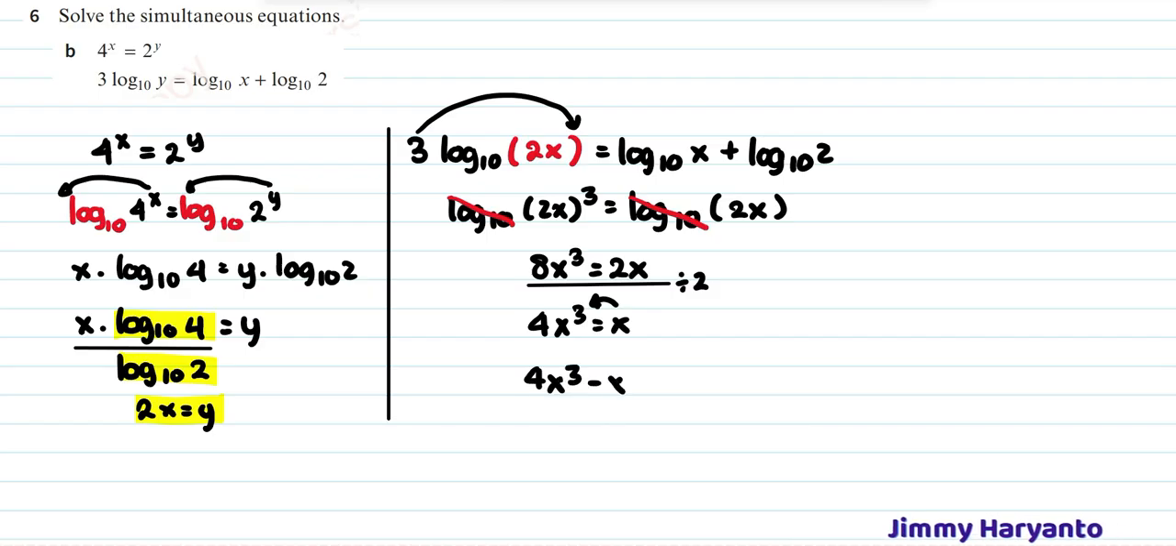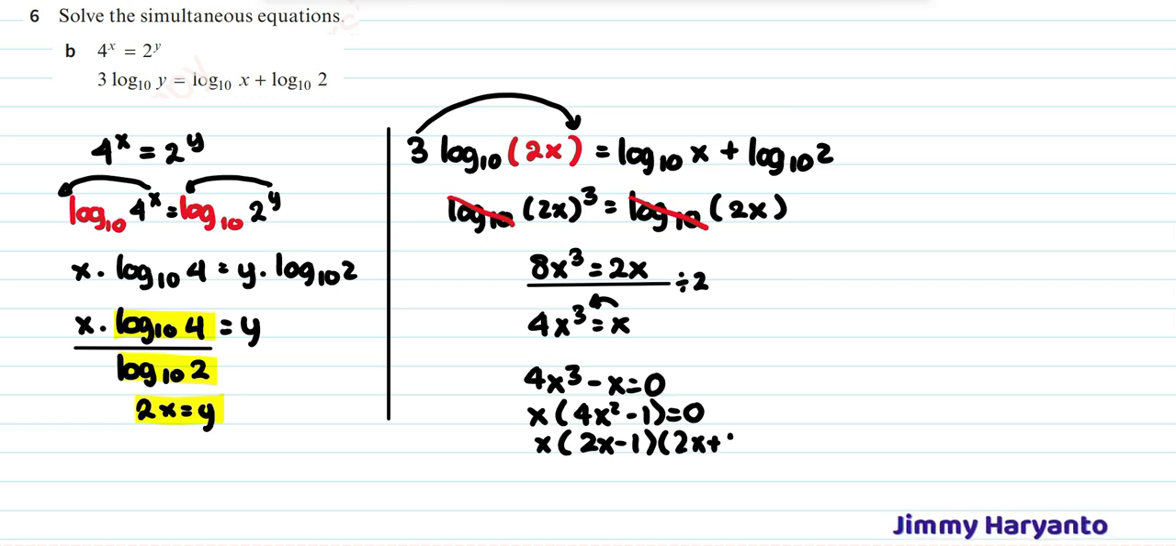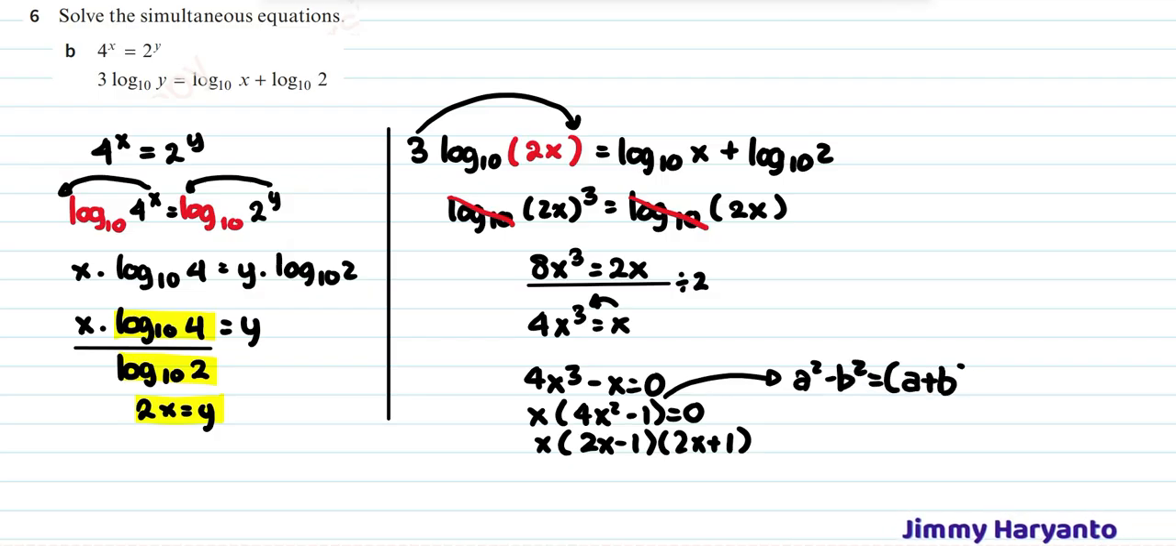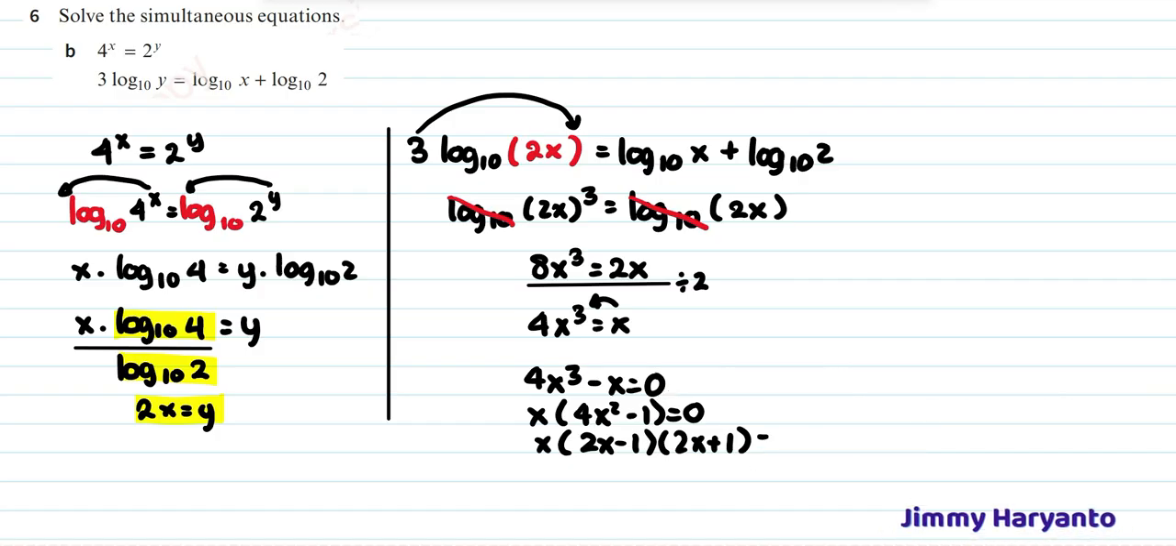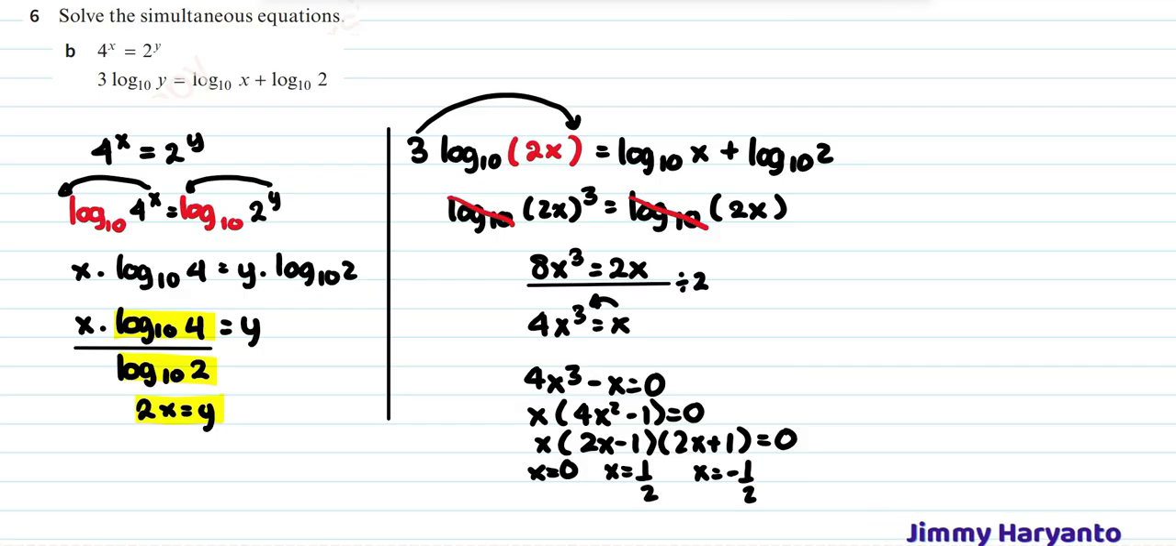4x cubed minus x equals 0, and then you will factorize it like this: x(4x squared minus 1) equals 0. It means x, open brackets, 2x minus 1, 2x plus 1. This one is a squared minus b squared equals a plus b, and then a minus b, and then you will have this result. Yeah, memorize the formula. Equals 0, that means x equals 0 for this one, x equals half for this one, x equals negative half for this one.